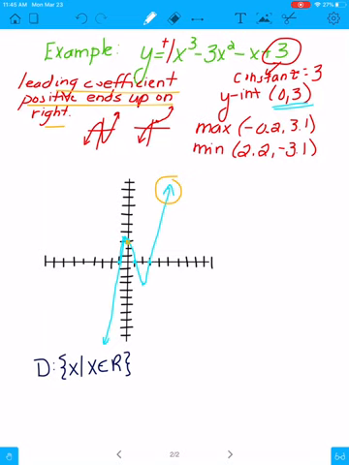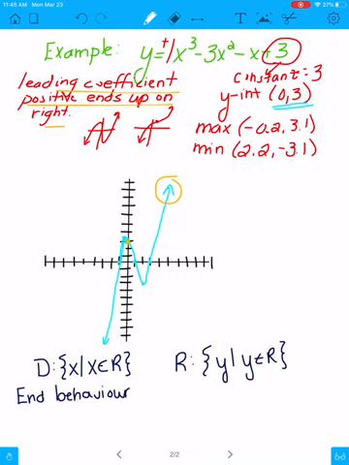That's neat. Okay, the domain, x is an element of the reals. And the range is going to be y such that y is an element of the reals because it goes on forever up and it goes on forever down. So odd degree functions, linear and cubic, both have x an element of the reals, y an element of the reals, unless it's a word problem. Now the end behavior, if I ask for it, which I will on your assignment, you'd say down on left and up on right.